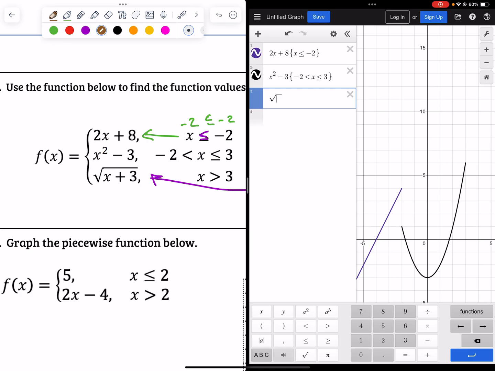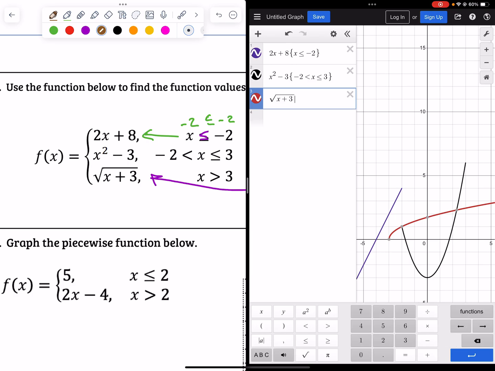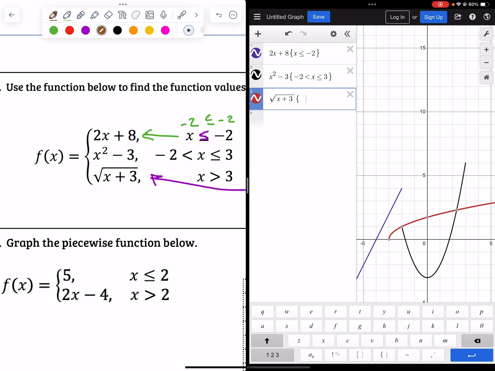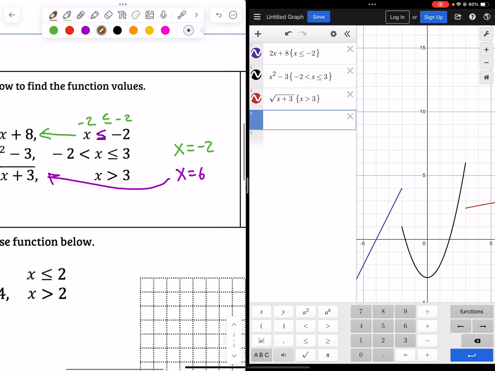And then we have the square root of x plus 3, and then I need to scoot over outside the radical and put the domain is x is greater than 3. Okay, so I've got it all typed in. Now let's just check our numbers here.